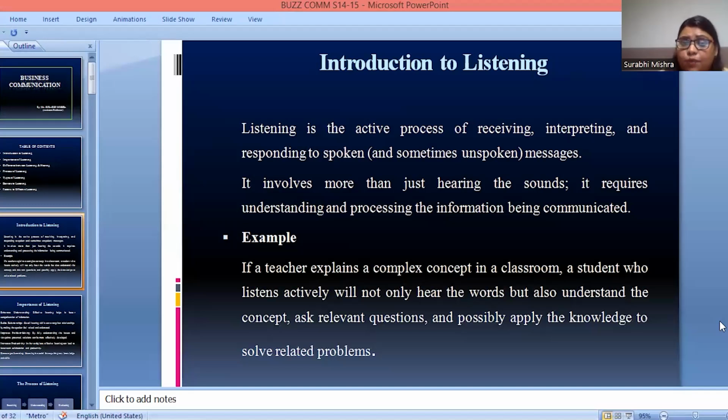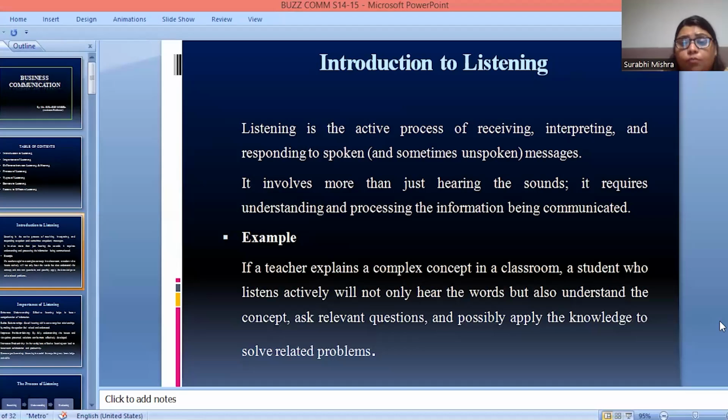If a teacher explains a complex concept, suppose a mathematical formula or some mathematical numericals in a classroom, a student who listens actively will not only hear the words, but will also understand how to execute it, how to implement that formula, understand the concept of that numerical, ask some relevant questions related to that topic, and apply the knowledge as well. So this explains that listening requires a proper understanding and interpretation of the words.